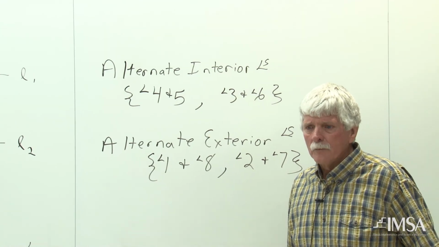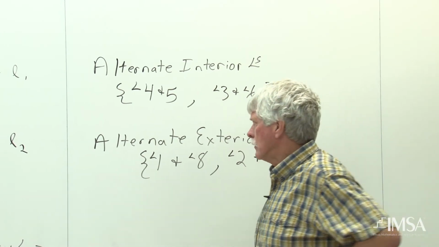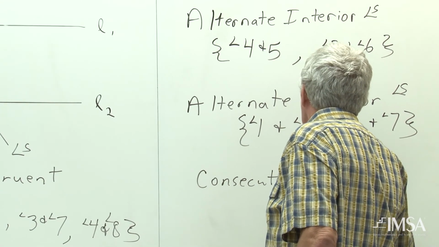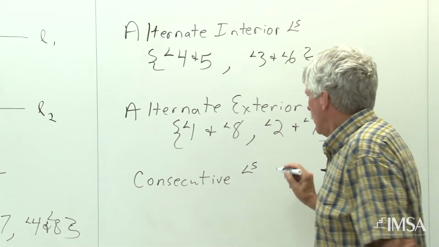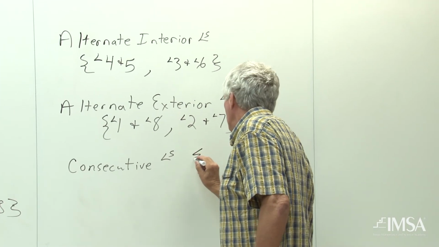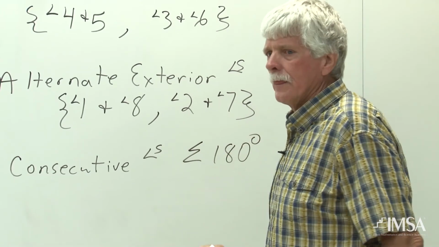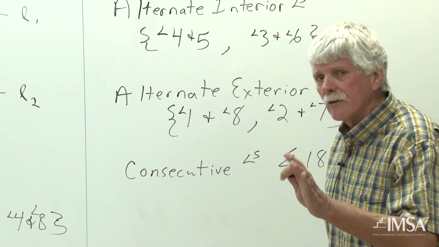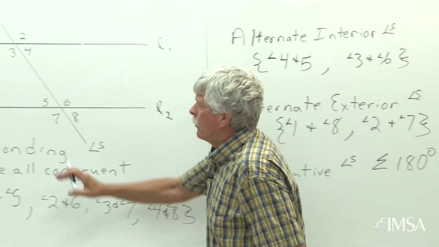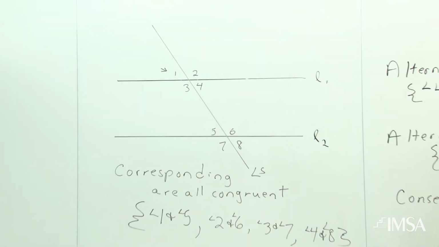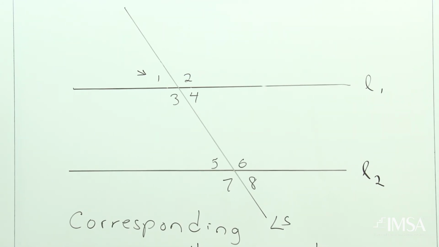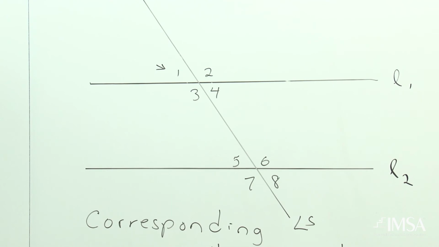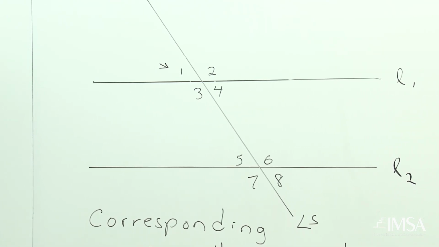Okay, we're doing good so far? Okay, real quick, we're going to look at consecutive angles. They're a little bit different. Consecutive angles have a sum of 180 degrees, and they are on the inside of the parallel lines, on the same side of the transversal. So we have angle 3 and angle 5, which is consecutive. That's a consecutive set, and the other set, angle 4 and angle 6.